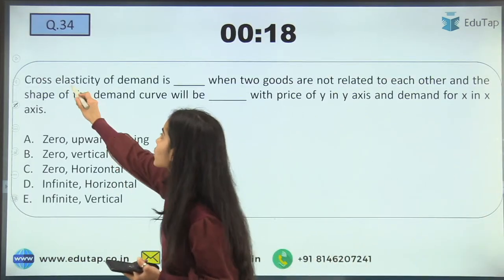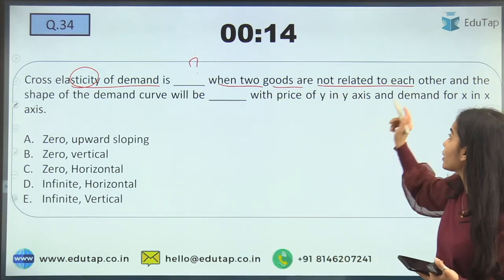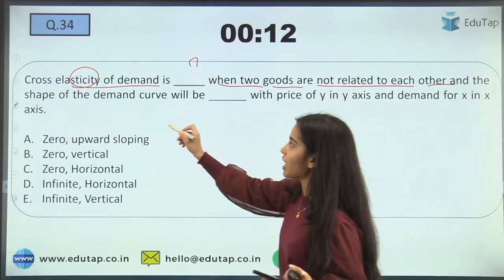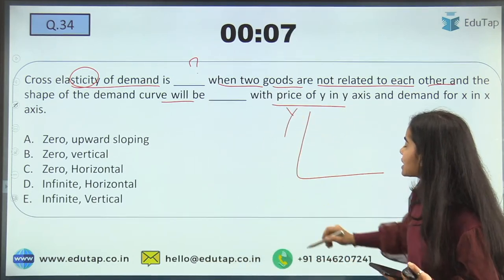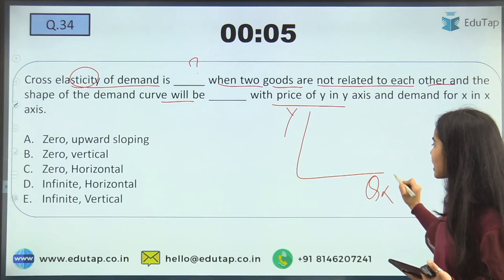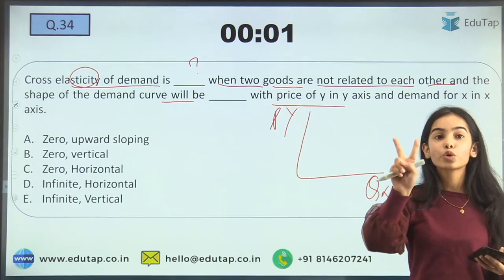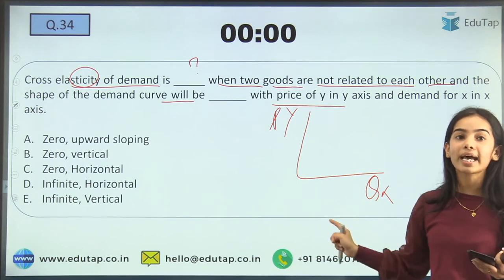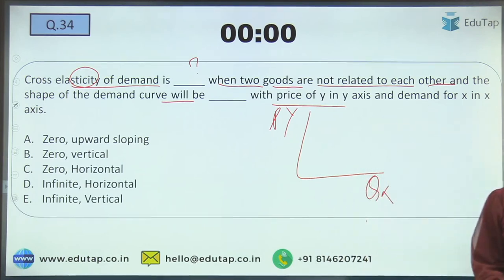Okay. Next is: cross elasticity of demand is dash when two goods are not related to each other, and the shape of the demand curve will be dash when the price of Y is taken on the Y axis and the quantity of X is taken on the X axis. So try to give the right answer to this one. Here you do not have to draw two diagrams. In one diagram you have to tell about two commodities.